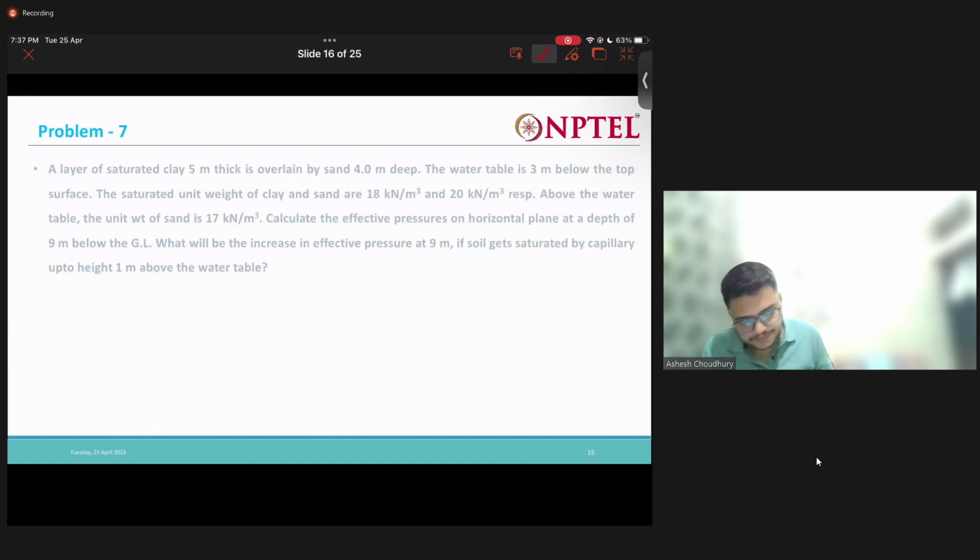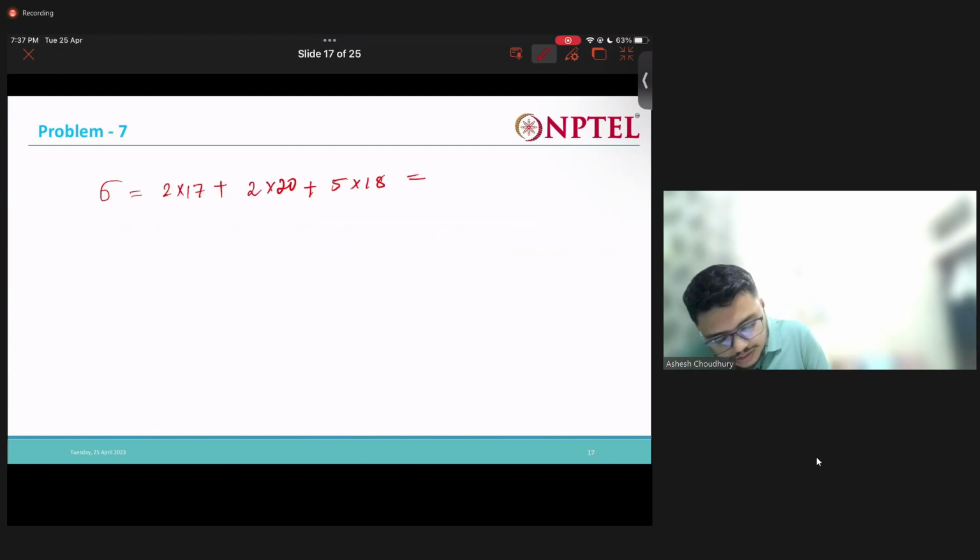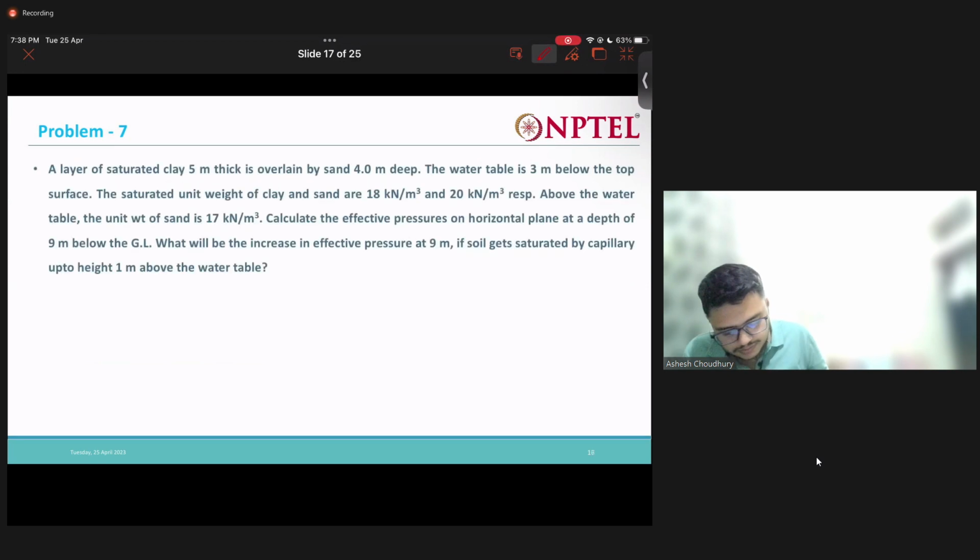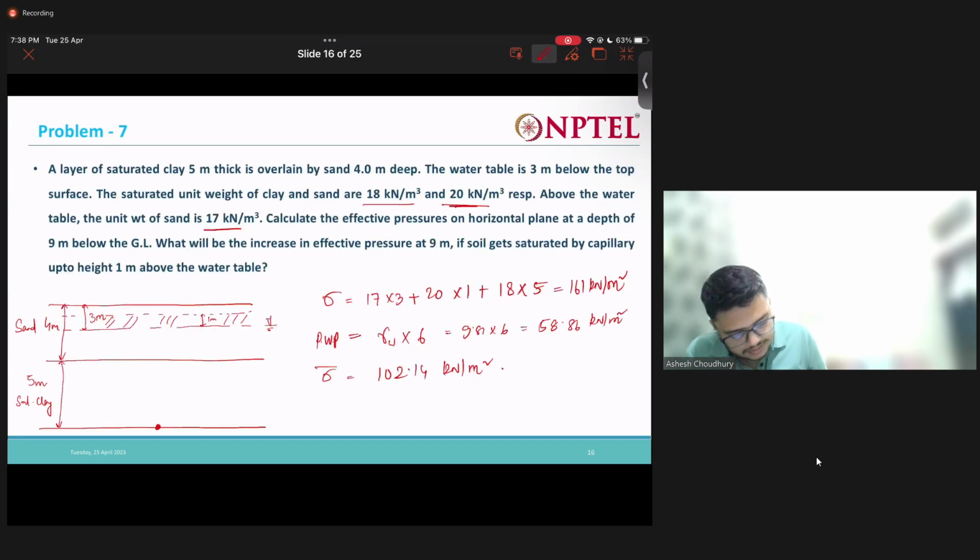Now comes the pore water pressure. What is the pore water pressure? It will be the same, right? 6 into gamma w. No, no, it will be 6 only. It's always calculated from the water level. It won't be 7.